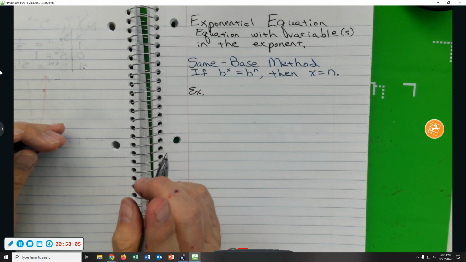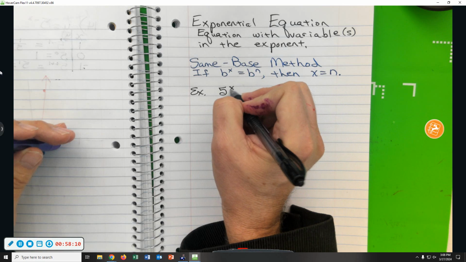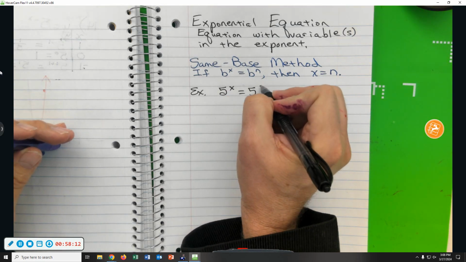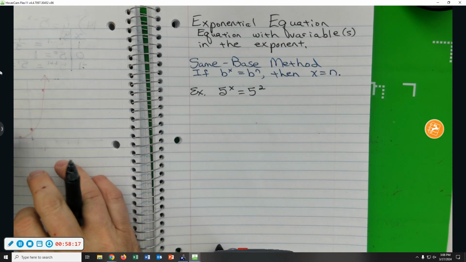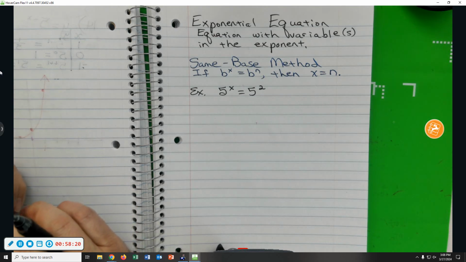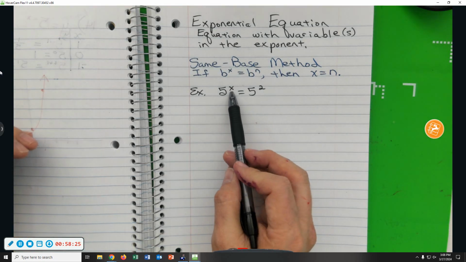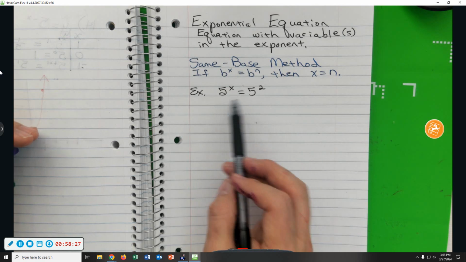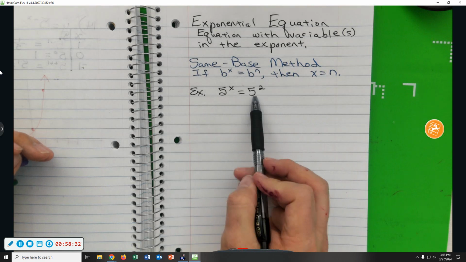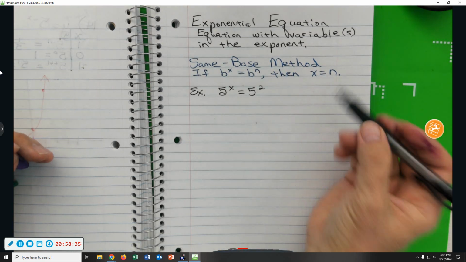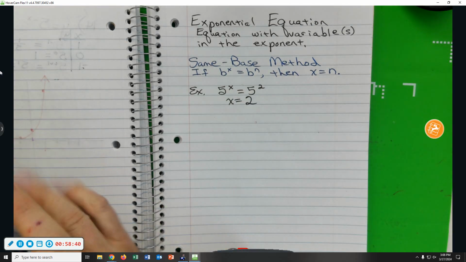I think y'all can help me solve this equation. 5 to the x is equal to 5 squared. This is a very basic equation that uses the same base method. What's the only number you could put there for x to make the left side equal the right side? 2. If the bases are equal, then the powers have to be equal. You can drop the base and set the exponents equal.